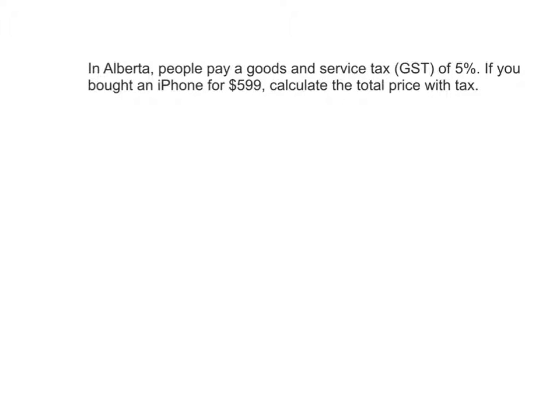Another important thing. If you're a person in Alberta, you pay a tax, and this tax goes to the federal government. That's the government in Ottawa, and this tax is called the GST. Across all of Canada, it's 5%. So let's say you go out, you buy an iPhone. The iPhone costs $599. How much would the tax be? Or calculate the total price with tax. So the first thing I need to figure out is, if the tax is 5%, how much is 5% of $599?